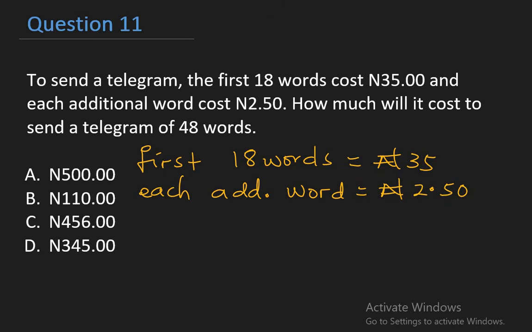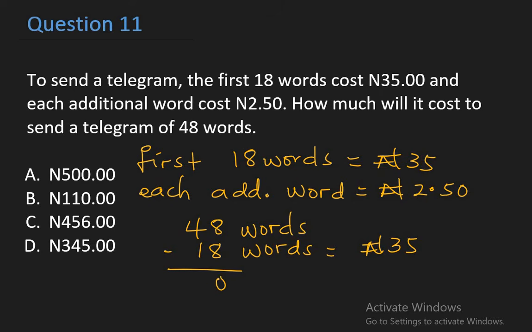How much will it cost to send a telegram of 48 words? Now you want to send a telegram of 48 words. Remember, let's subtract the first 18 words because the first 18 words has a fixed price of 35 naira. So it will give us 30 additional words. The question says each of them costs 2 naira 50 kobo. So you multiply these additional words by 2 naira 50 kobo to get what the words would cost. So 250 times 30, then you put 2 decimal places.